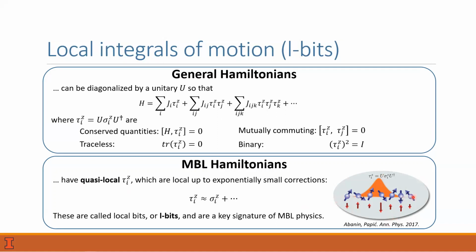This orange blob here is supposed to represent an L bit at site 4. So it's basically a localized spin at site 4, but it exponentially goes into the nearby sites. Okay, and so these L bits describe a lot of the properties of MBL. That's what I'm going to talk about here. If you suppose that these L bits exist, you can deduce other properties that MBL systems have.